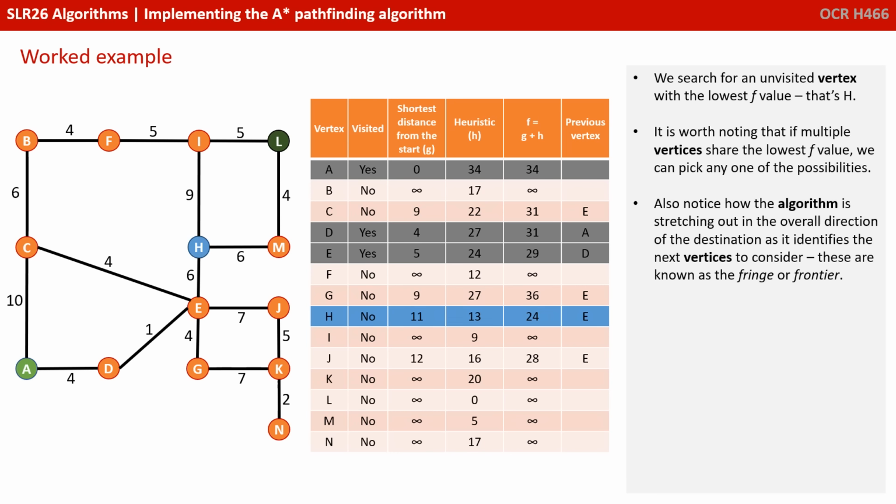We search for an unvisited vertex with the lowest F value. So currently that's H with a value of 24. Now it's worth noting that if multiple vertices share the same lowest F value, we could pick any one of those possibilities, it wouldn't matter. Also notice how the algorithm is starting to stretch out in the overall direction of the destination as it identifies the next vertices to consider. These are known as the fringe or frontier. The heuristic is pulling us in the general direction of our goal.